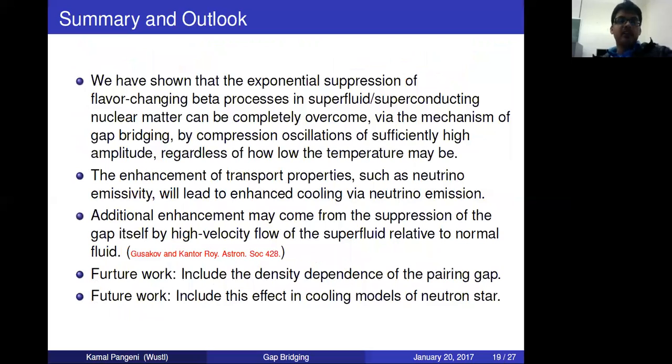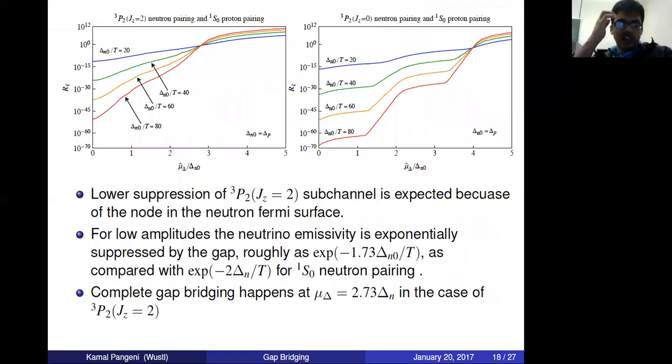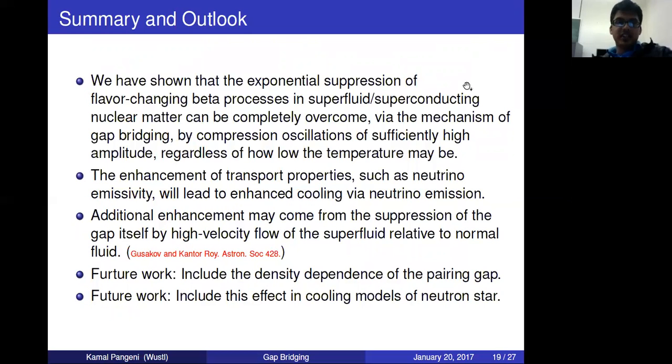Okay, so let me summarize. We have shown that the exponential suppression of flavor changing beta processes in superfluid nuclear matter can be completely overcome by the mechanism I described before called gap bridging. And this is basically due to the compression oscillation of sufficiently high amplitude, and it is true regardless of how low the temperature may be. So in all the cases, we have different temperatures, but by the time your mu delta over delta n is 4, you overcome the exponential suppression.